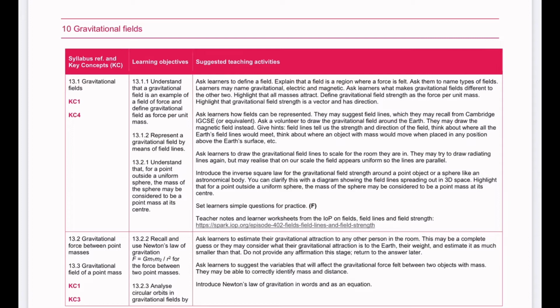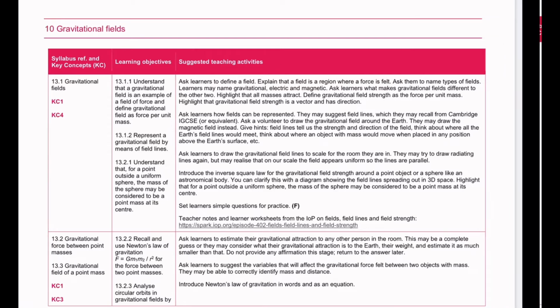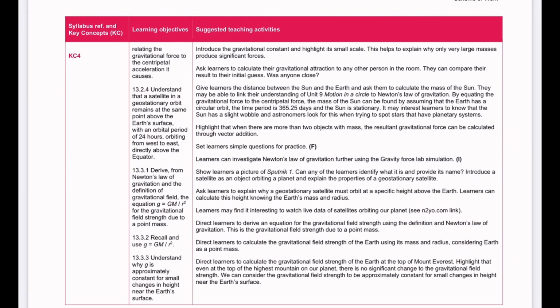13.2.3 Analyze circular orbits in gravitational fields by relating the gravitational force to the centripetal acceleration it causes. 13.2.4 Understand that a satellite in a geostationary orbit remains at the same point above the Earth's surface with an orbital period of 24 hours, orbiting from west to east directly above the equator.